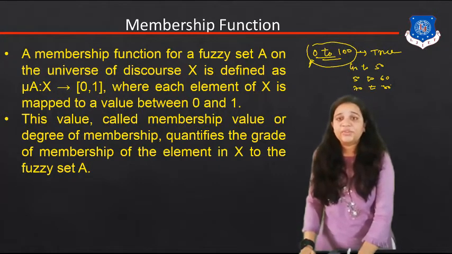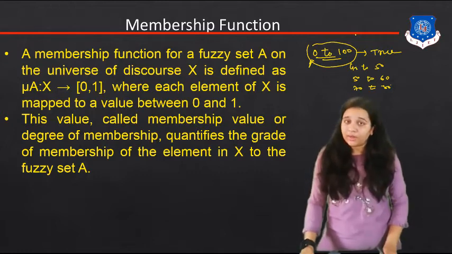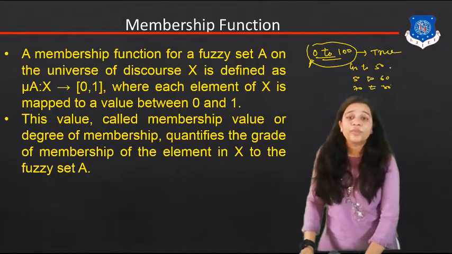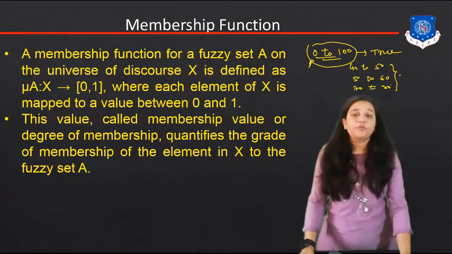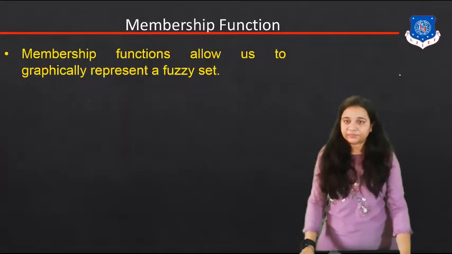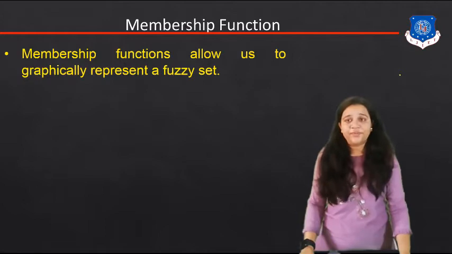That means if the temperature reaches 100, that time the output goes on. But what about the values of 50, 60 and 80? For that we have to use a membership function. So the membership function allows us to graphically represent the fuzzy set.